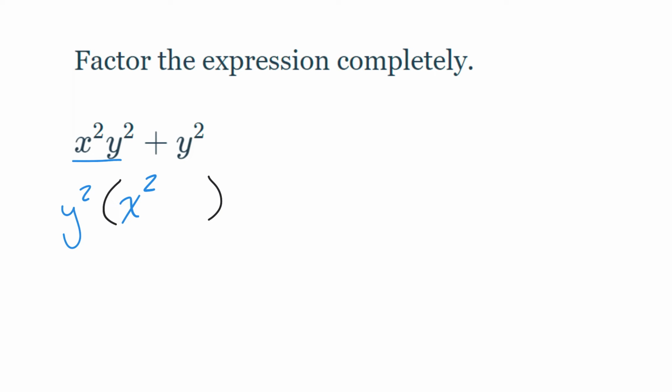Now, when we divide y squared by y squared, you know what this is because anytime you divide a number by itself, 5 divided by 5 is 1, 7 divided by 7 is 1. Well, y squared is a number as well. So when we have y squared divided by y squared, we have 1. So the way we would factor this out is y squared parentheses x squared plus 1.